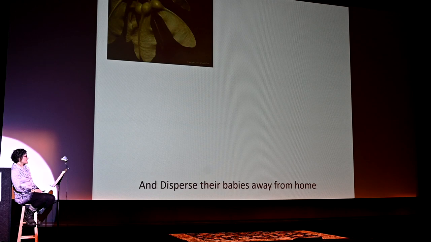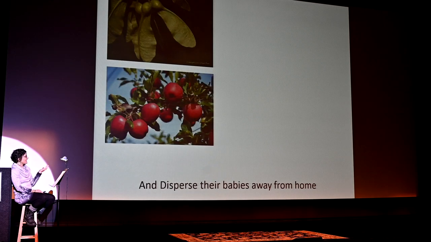Wind transports them. These are the maple trees. Maple tree seeds are called samaras. So those are some maple trees. They get caught on the wind and spiral away from the mom so that then they're farther away. Their genetic material is over there, trying to move the genetic material away.